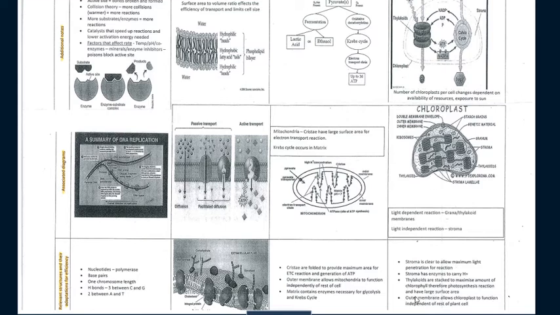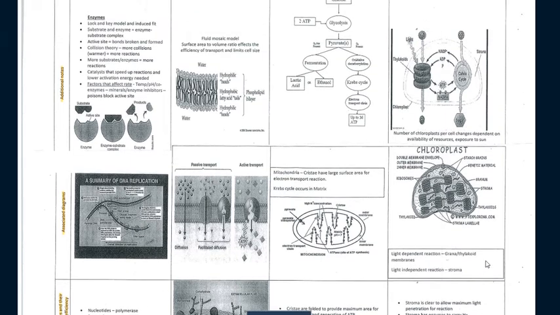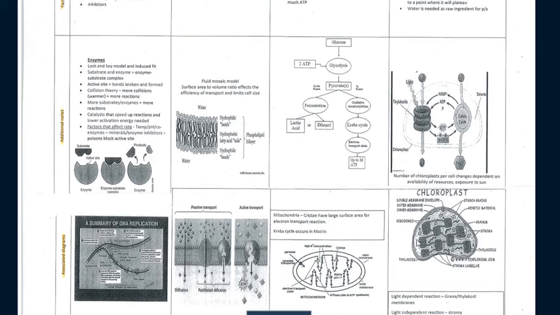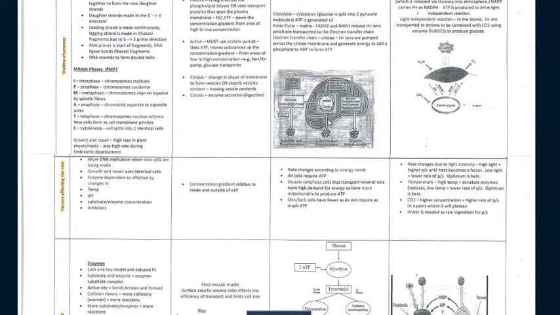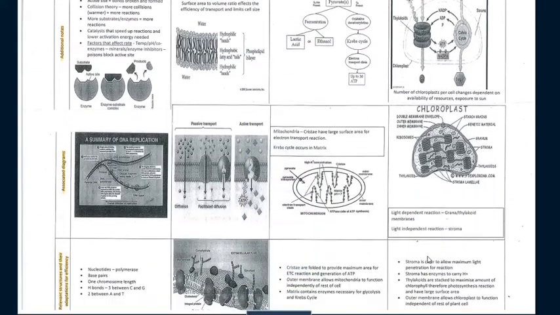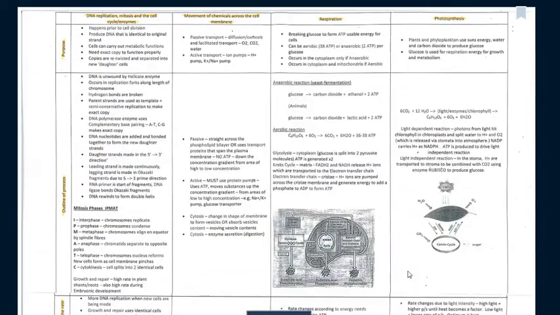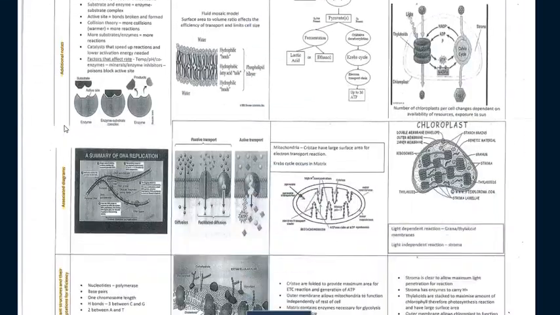And then the last point here, the outer membrane allows chloroplasts to function independently of the rest of the plant cell. Okay, it is quite similar to the mitochondria, in that the outer membrane means that it can act independently to the rest of the cell. Okay, so that pretty much summarizes everything from the cell biology topic. We've got all the main processes here, and then all the main ideas on the left-hand side.